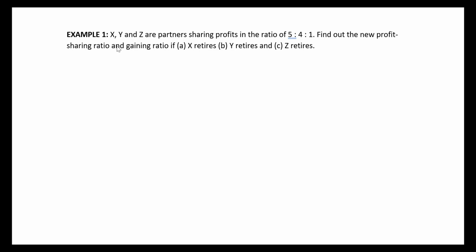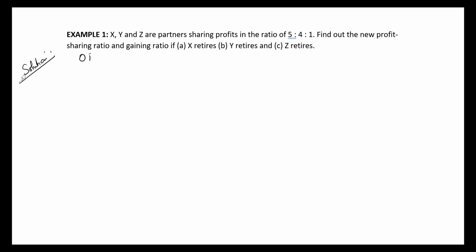Example 1. X, Y and Z are partners sharing profits in the ratio of 5:4:1. We are asked to find out the new profit sharing ratio and the gaining ratio if case A says X retires, case B says Y retires, and case C says Z retires. So let's go ahead with the solution.